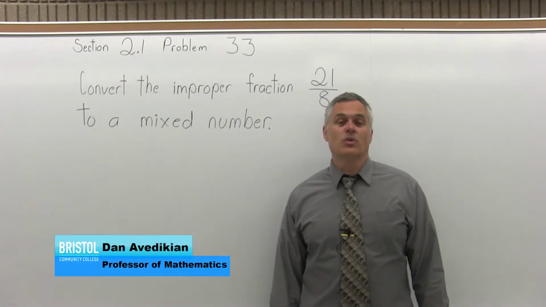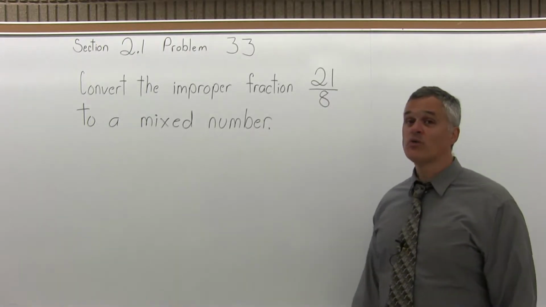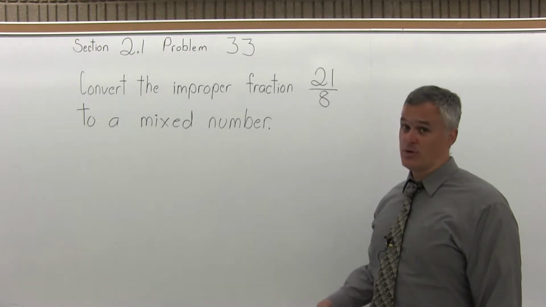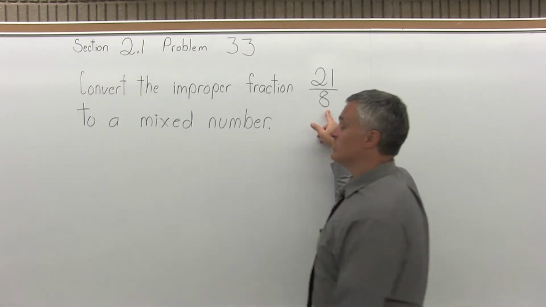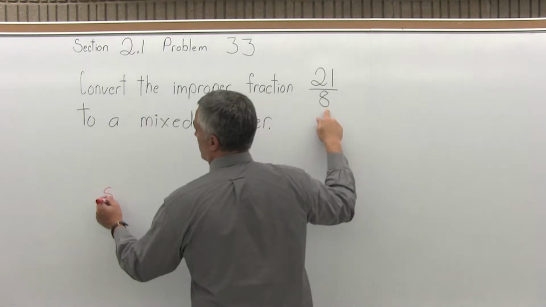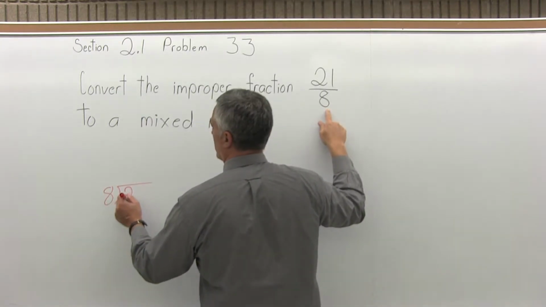This is Section 2.1, Problem 33. It says, convert the improper fraction 21 over 8 to a mixed number, in other words, a number with a fraction. So to do this, what we need to do is divide. So we will divide the denominator, which is 8 for this problem, into the numerator, which is 21.